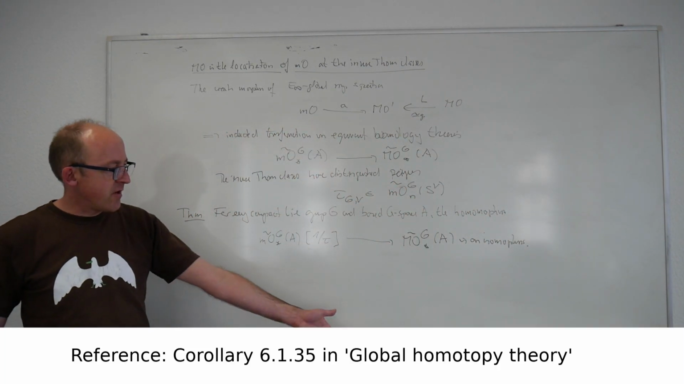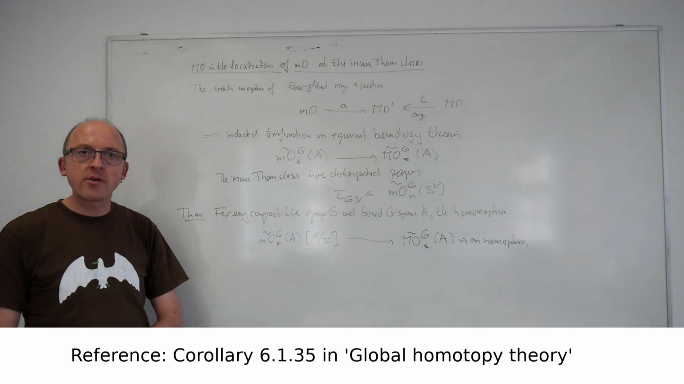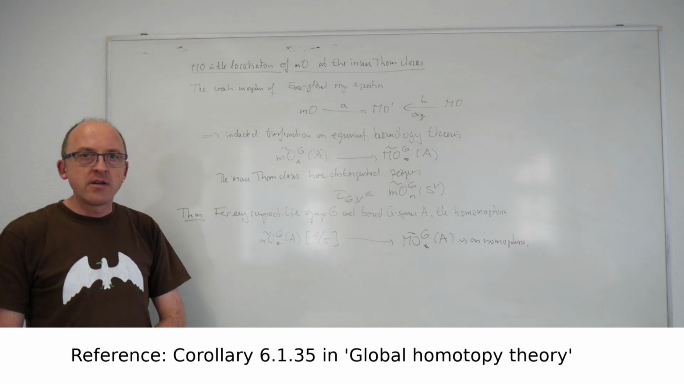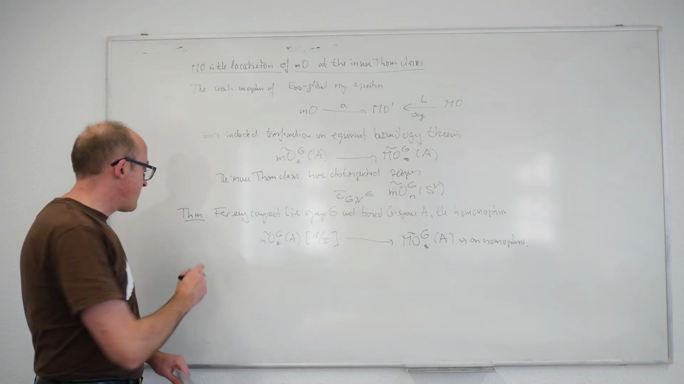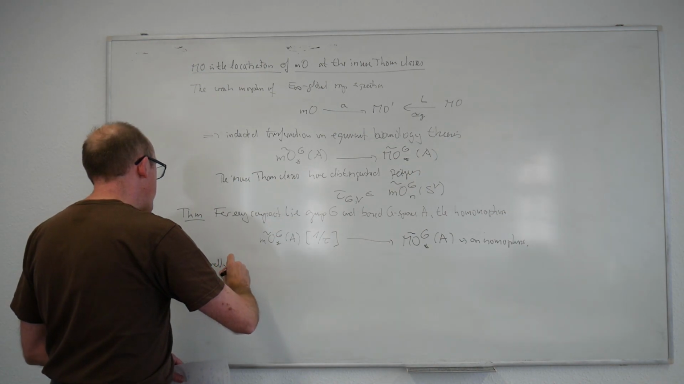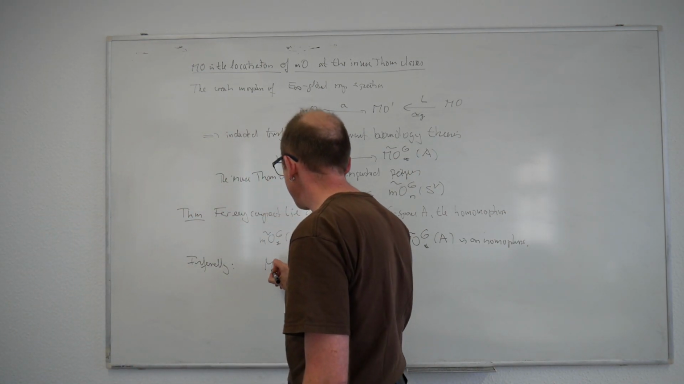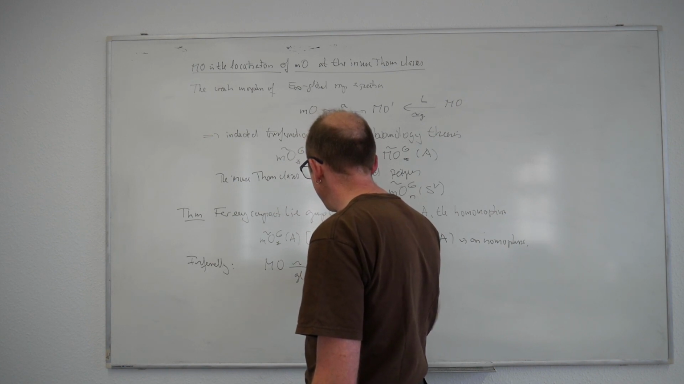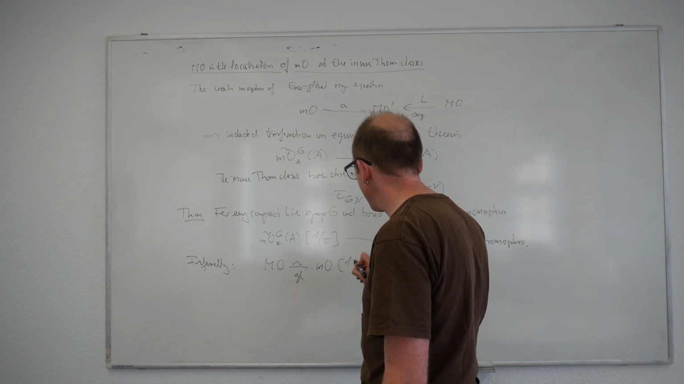I give you a reference to the global homotopy theory book where you can read this up and where all the terms are properly defined. There's a different interpretation for this, so informally, you can think of this as saying that MO is globally little mo with 1 over tau.